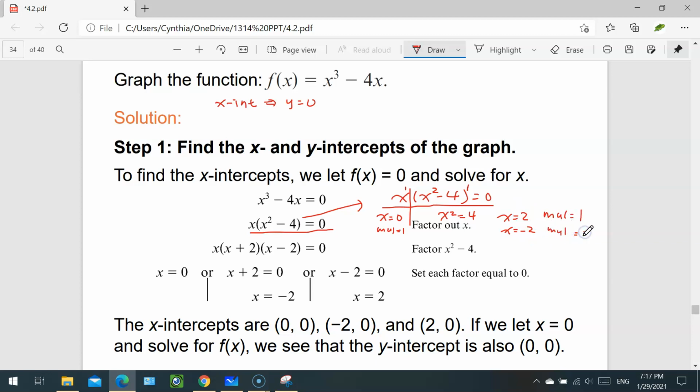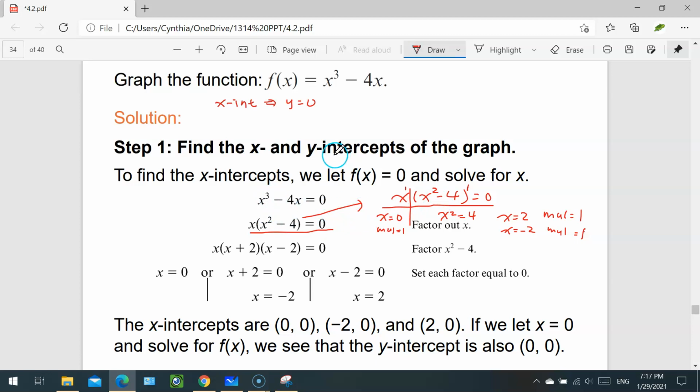Multiplicity is equal to 1 because the power on the top right corner outside is 1. So although we solve for x and have two solutions, for both of the solutions the multiplicity is 1. So we found the 3 roots on the x-axis.